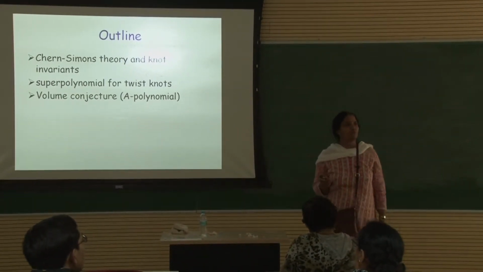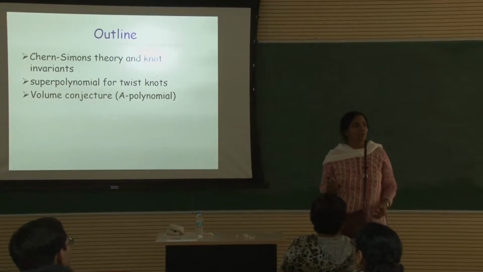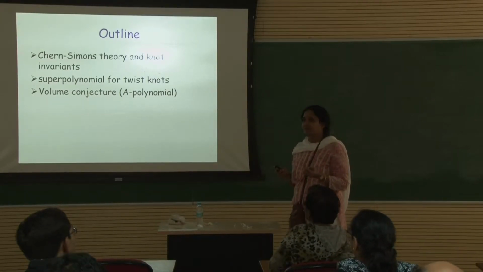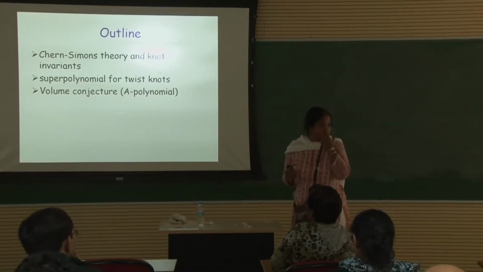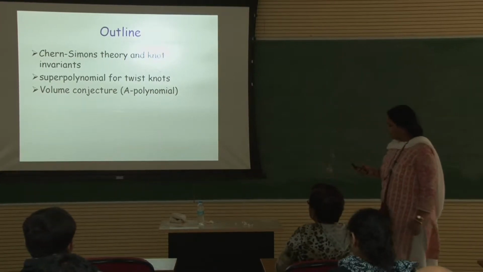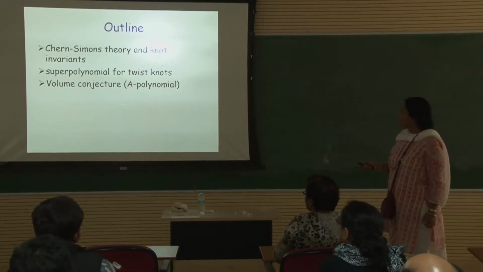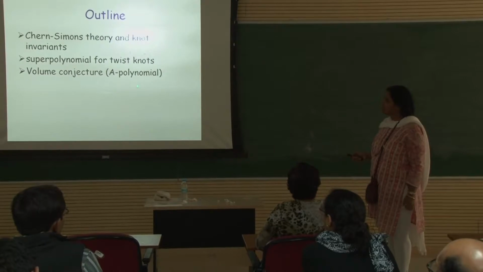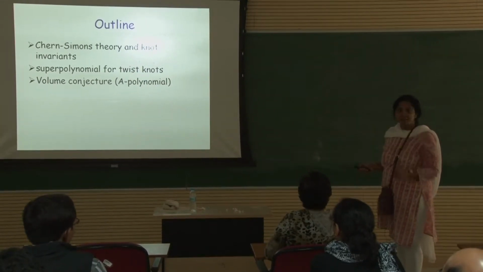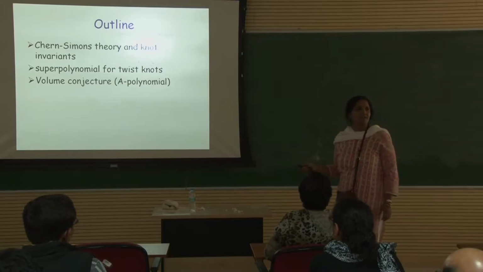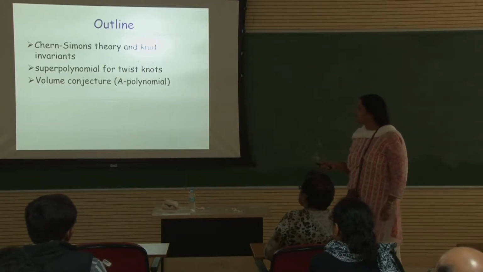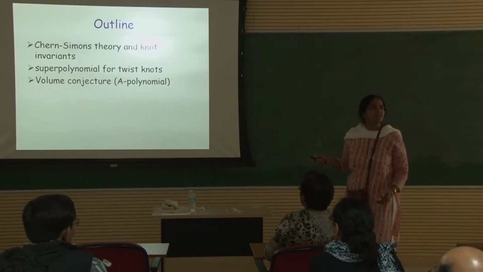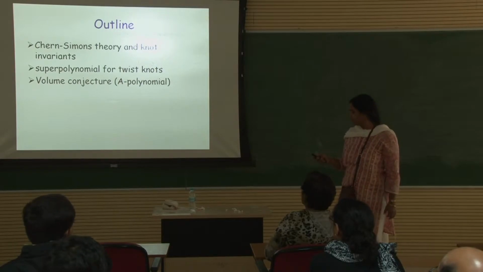So, I will try to give a brief overview of how explicit polynomial computation can be done within the Chern-Simons field theory approach, and then I will switch to specifically the twist knots, and from the twist knot invariant how we try to look at the generalization of Kashif's conjecture, which is called the generalized volume conjecture and quantum volume conjectures. So, I will spend some time on that. Okay.